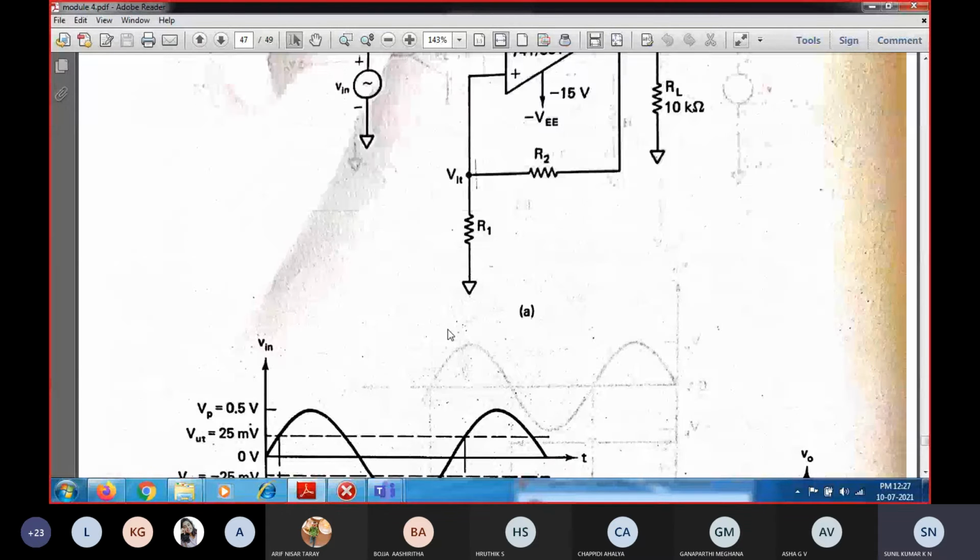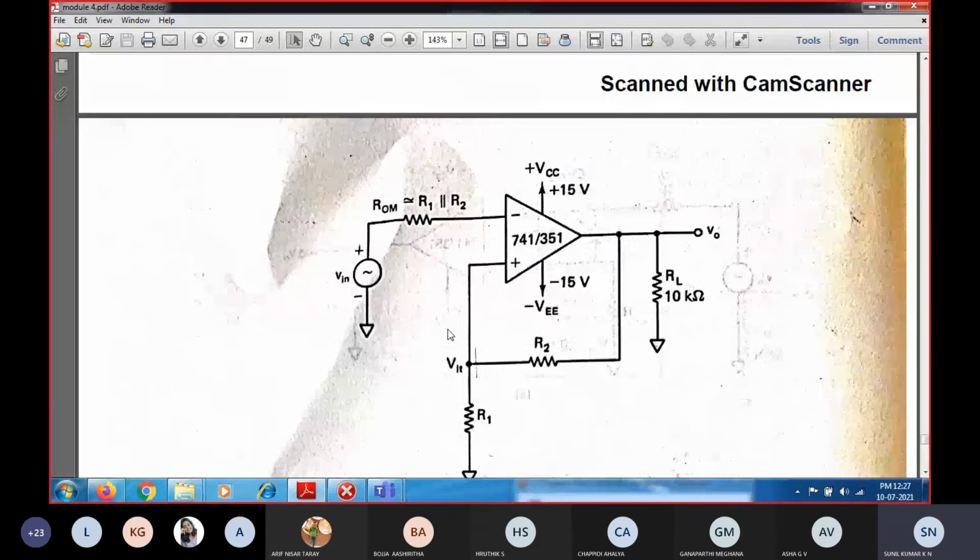Now what will happen? Suppose the inverting terminal voltage becomes greater than the non-inverting. It will cause the output to switch from positive to negative saturation, which means minus 14 volts. When the output is minus 14, what is the voltage drop across resistors R1 and R2? It has changed again: minus 7 volts. Now the non-inverting terminal is held at minus 7 volts.